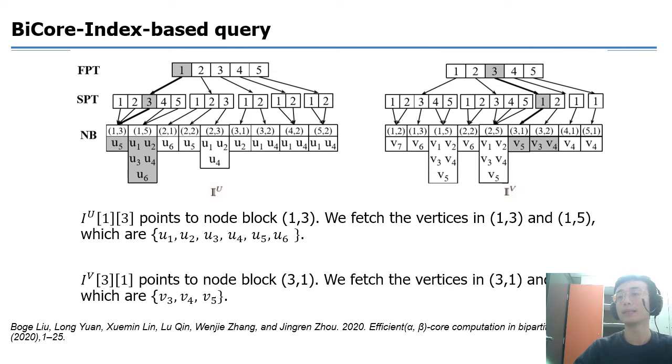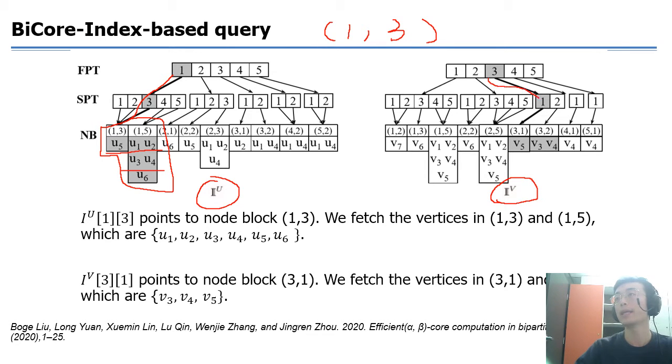Here we give an example of how to query the alpha-beta core based on the bicore index. Suppose we want to retrieve the (1,3)-core. Firstly, we go to the index I_U and find the node blocks (1,3) and (1,5) and return the vertices U5, U1, U2, U3, U4, and U6. And then we need to go to the index I_V to find the node block pointed by (3,1). And then we will find three lower layer vertices V5, V3, and V4.